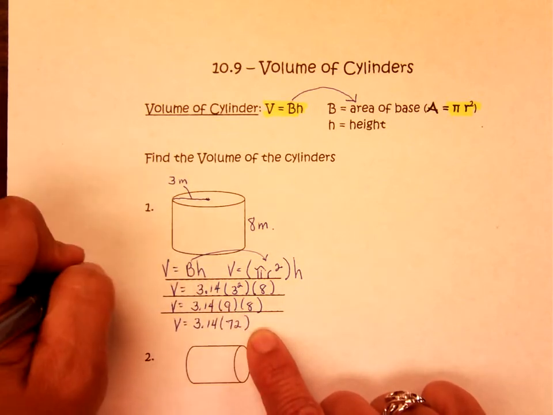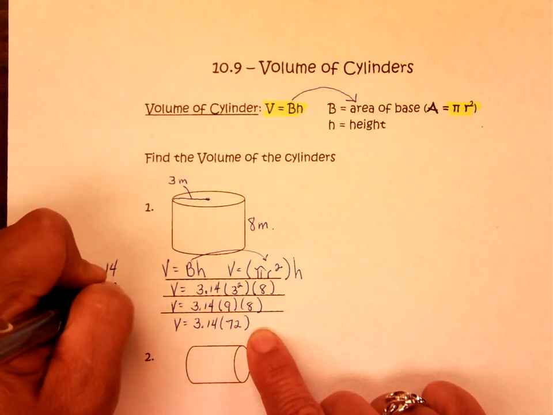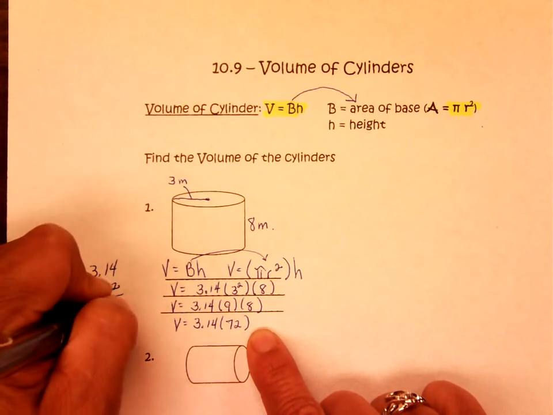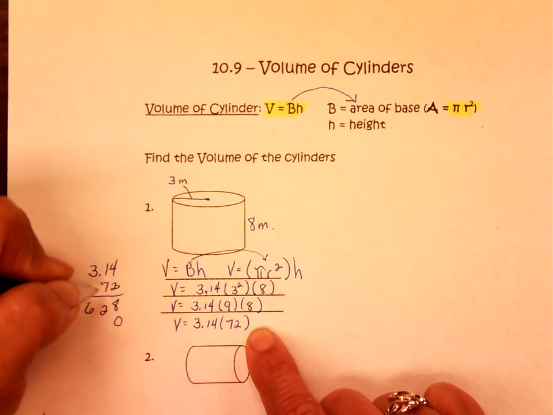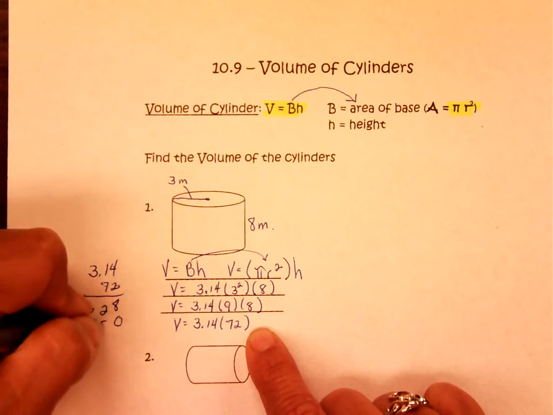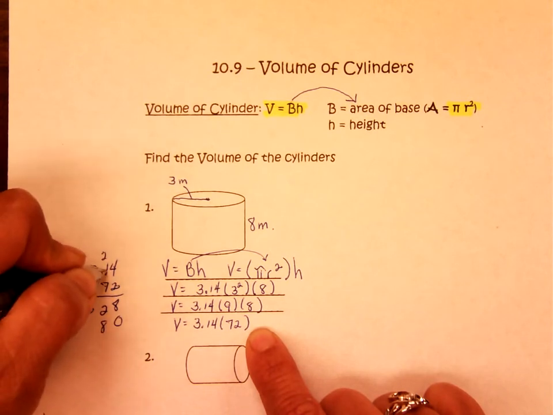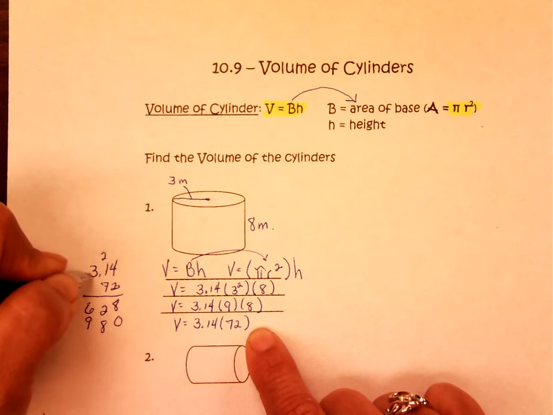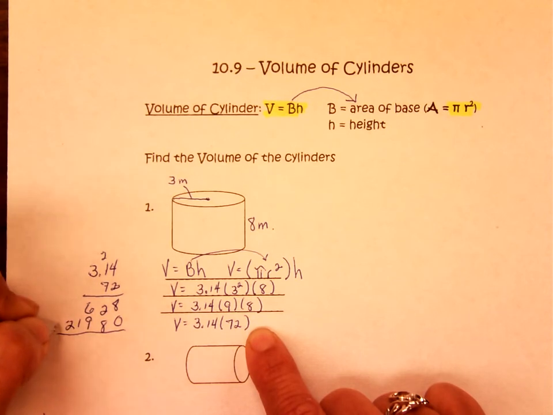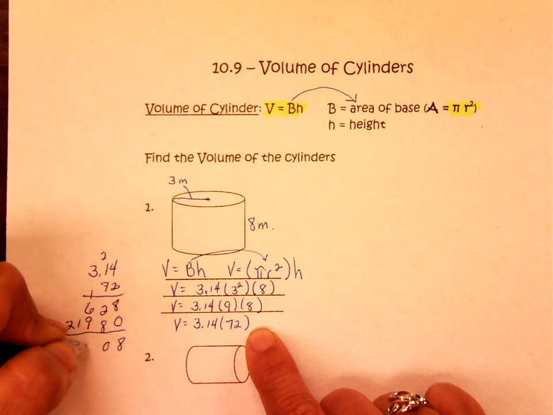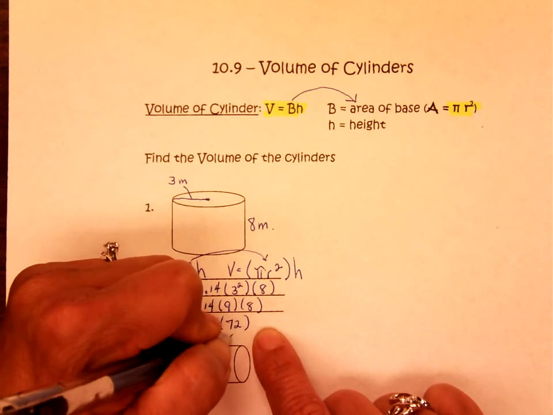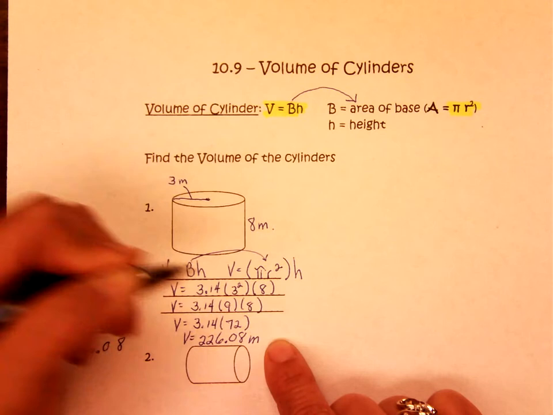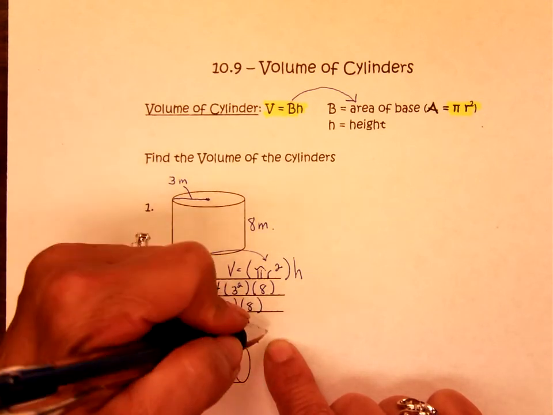And then off to the side, if I multiply 3.14 times 72, 2 times 4 is 8, 2 times 1 is 2, and 2 times 3 is 6, add a 0. 7 times 4 is 28, carry the 2. 7 times 1 is 7 plus 2 more is 9, and 7 times 3 is 21. Add up my numbers, and I get V is equal to 226.08 meters, and then remember volume is always cubed.